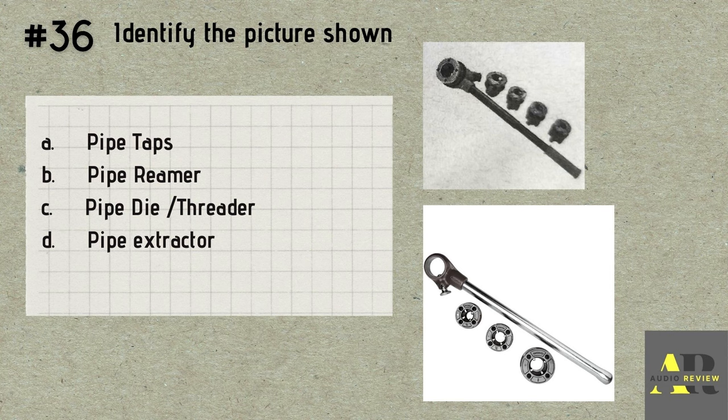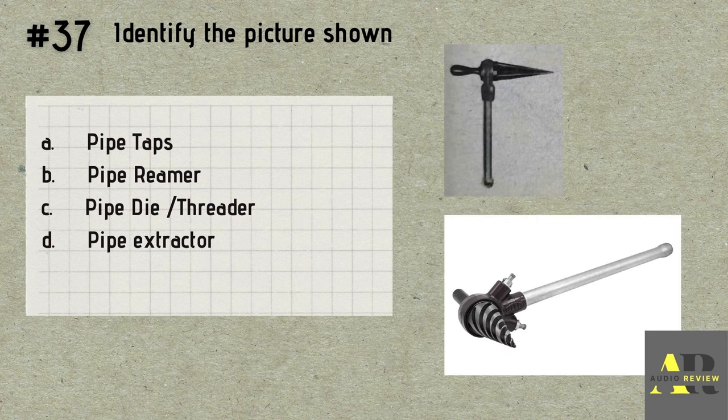Question 36. Identify the picture shown. Is it A. Pipe taps, B. Pipe reamer, C. Pipe die threader, or D. Pipe extractor? The answer? It's C. Pipe die threader. Any of the several types of adjustable tools for cutting external threads on pipe ends.